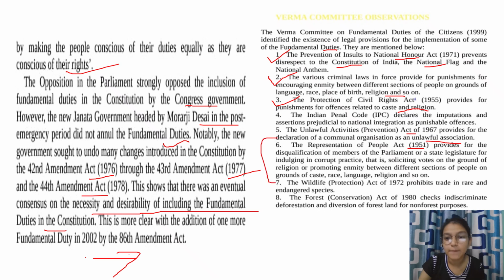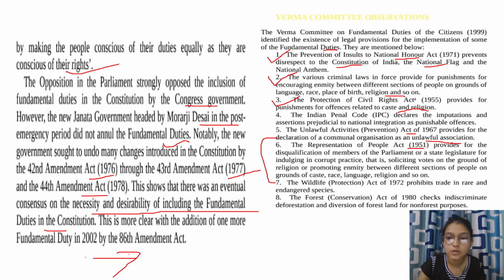So this is for MLAs and MPs. This covers soliciting votes on the ground of religion or promoting enmity between different sections of people on grounds of caste, race, language, religion, and so on. What we see during the election period is that people come for votes and say, please give me your vote, I'll bring this, I'll change this. But if any of the members promises that if you give me your vote, I'll erase all the Muslim community from here, or I'll erase all the Hindu communities from here, this kind of comment and activity is strictly prohibited. And you cannot buy anyone's vote by giving them money. If someone happens to do so, then under this act they are punishable.